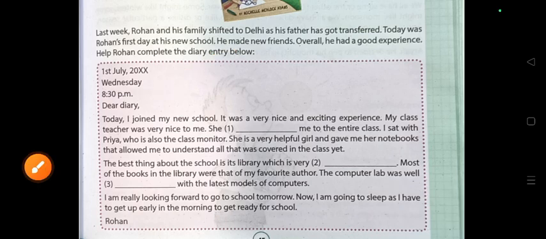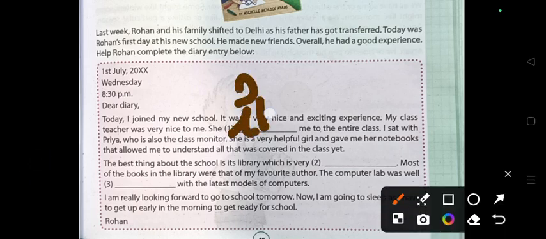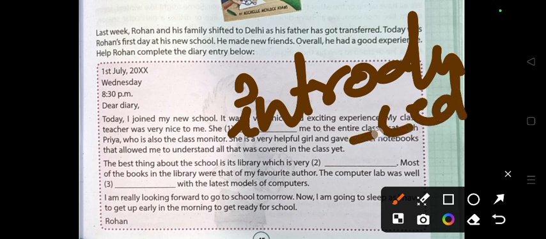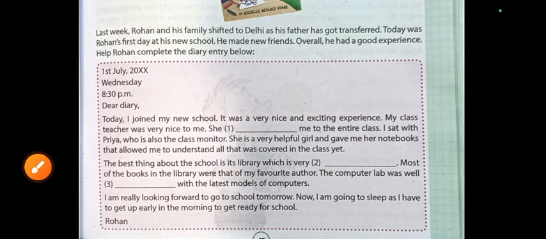Today I joined my new school. It was a very nice and exciting experience. My class teacher was very nice to me. She introduced, so we will write here introduced. You will get options and then it will be easy to know which option is correct. Introduced me to the entire class. I sat with Priya, who is also the class monitor.